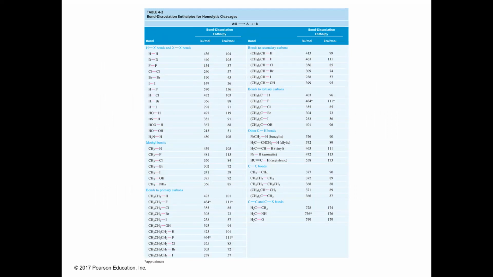Okay, this may be a little difficult to read, but these are bond association energies in kilojoules and kilocalories. What table number is that? 4.2. Okay, I just want to point out some things here. The carbon-fluorine bond is especially strong. The OH bond in water is especially strong.